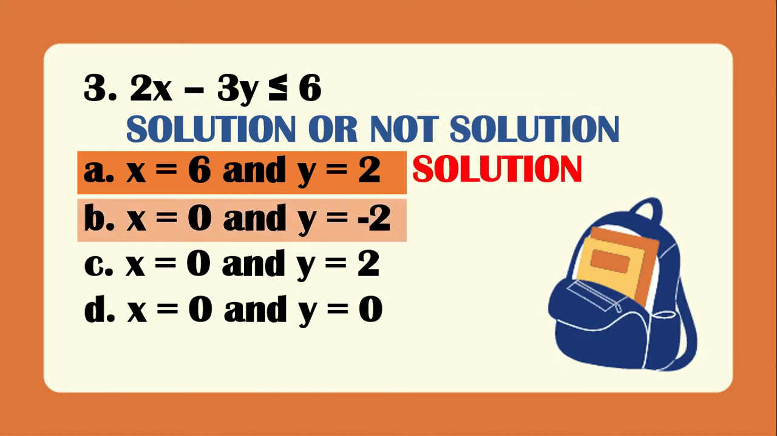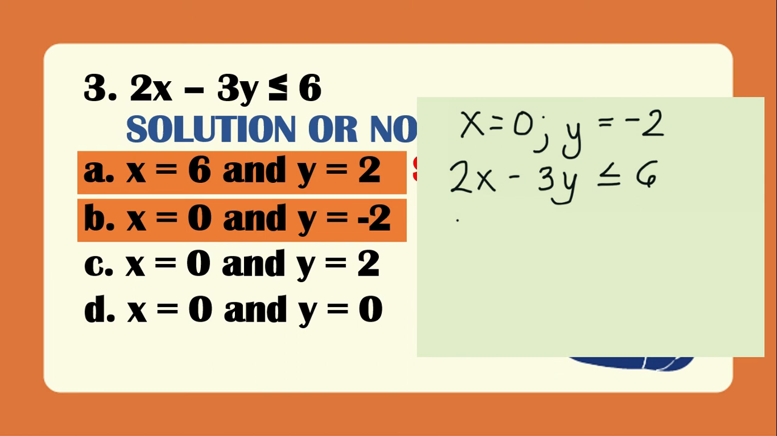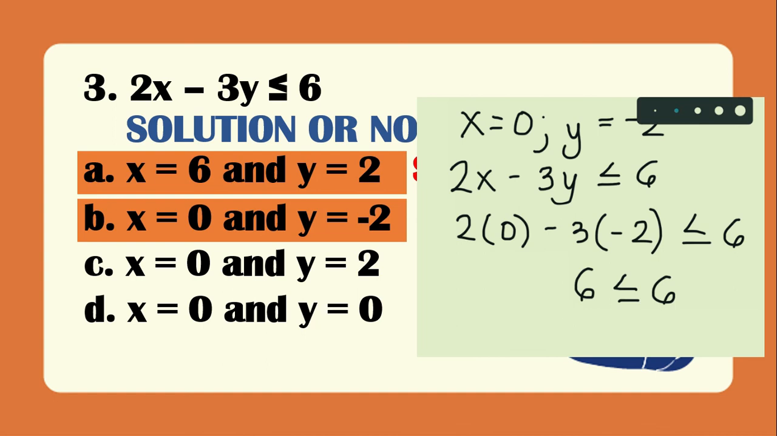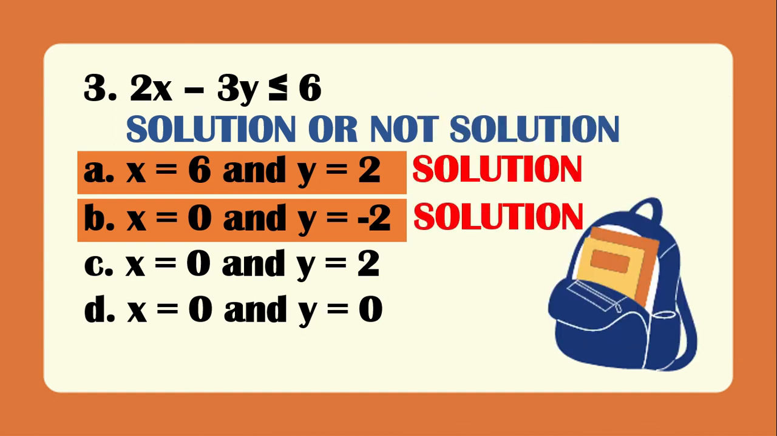Let's have the second one. X is 0 and y is negative 2. Using the given, substitute the value of x and y. So we have 2 times 0, that is 0. Negative 3 times negative 2, that is positive 6, less than or equal to 6. So still this statement is true. So meaning letter B is also a solution.